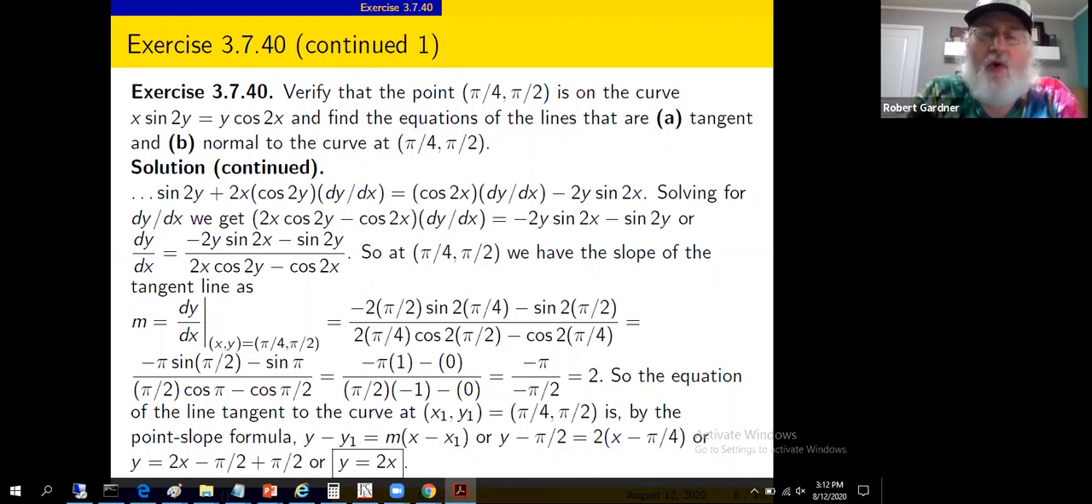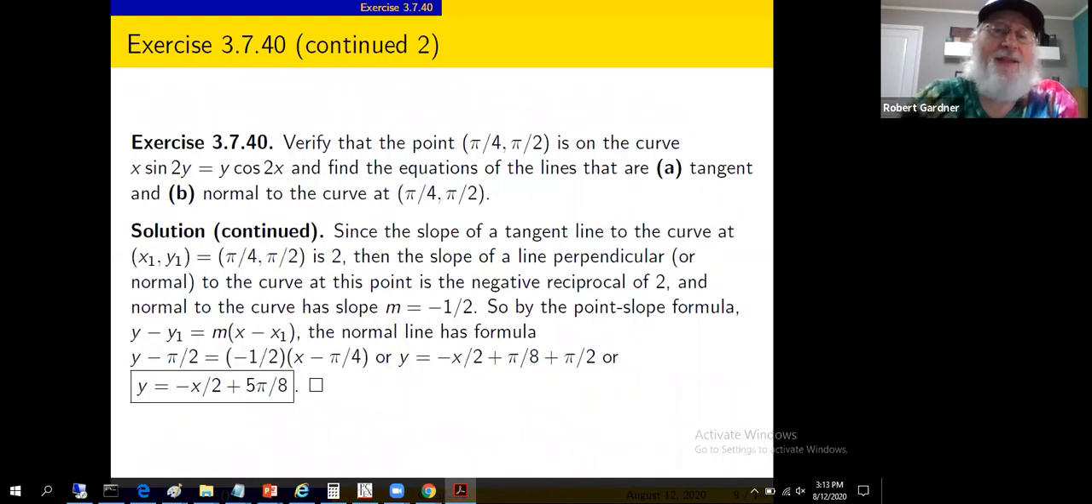Part B, normal to the curve. How are you going to change things? Let's see, normal to the curve means perpendicular to the tangent line. Tangent line has slope 2. We need a line that's perpendicular to a line with slope 2. That's a line with slope -1/2. To find the slope of a perpendicular line, you take a negative reciprocal, in this case, a negative reciprocal of 2, giving us a slope of -1/2 for the normal line.